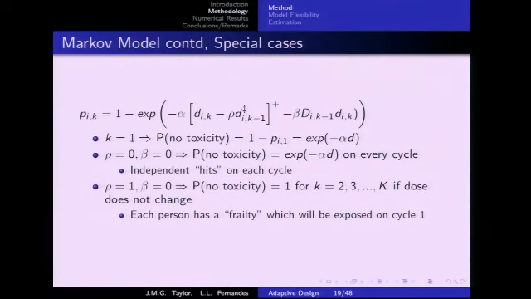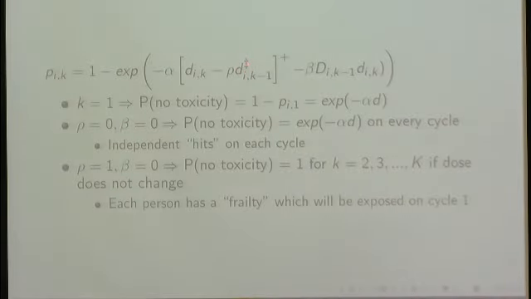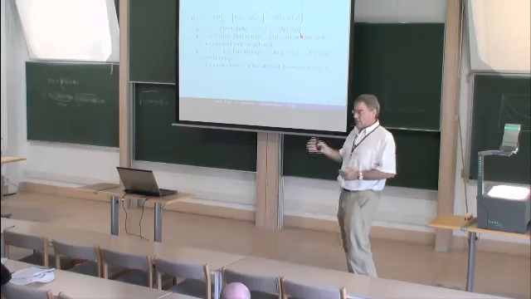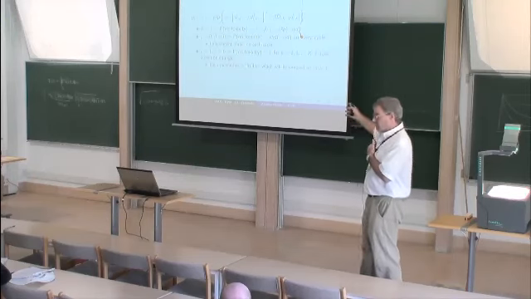Thinking about k equals 1, capital D and this D dagger, what would that be? D dagger would be 0. And the probability of no toxicity would be just e to the minus alpha d. So this is actually coming out of cell survival models from radiation oncology, and the dose of radiation kills cells, so there's a motivation for this.